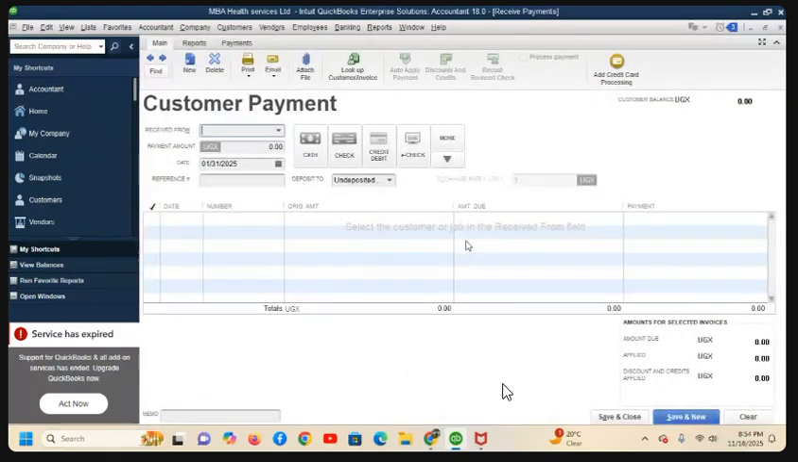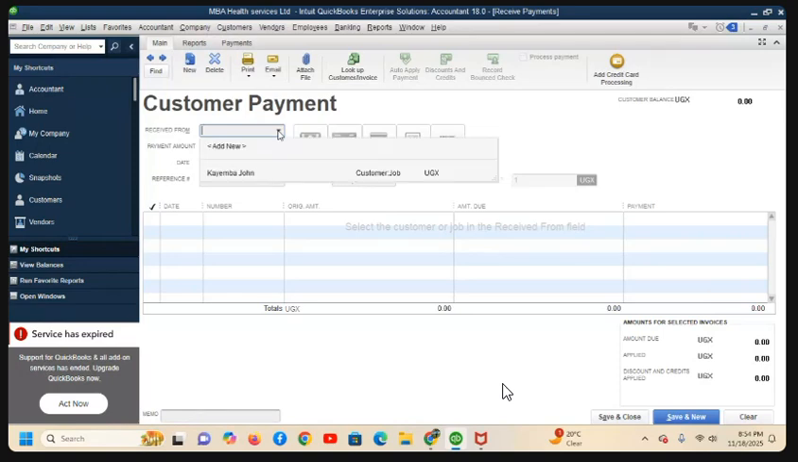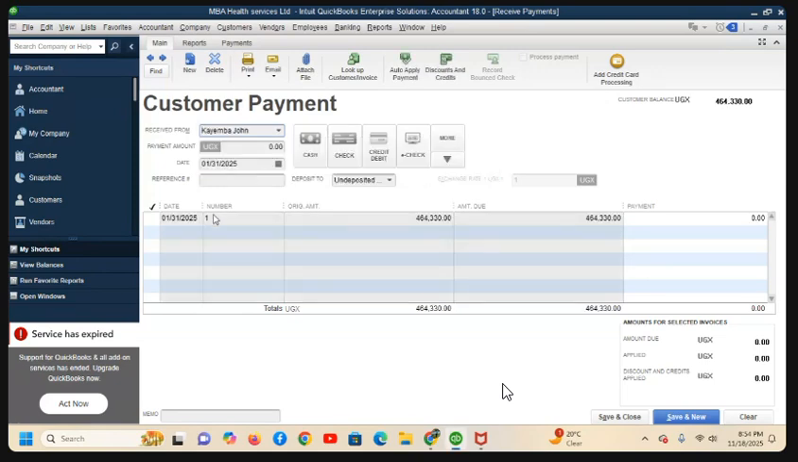When we receive payment, automatically the system will ask you, you are receiving payment from who? Remember we billed, now Kayemba John has come to pay. The system will show you how much you are demanding from Kayemba John. You're demanding him 464,330. So I'll come here, if a payment is cash or check. Assuming he wrote a check, I come and click on check.